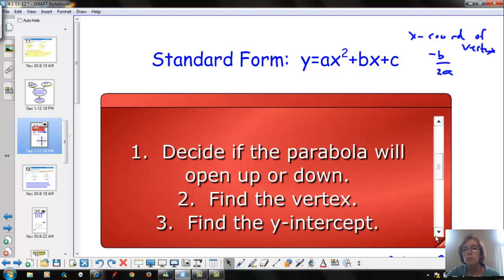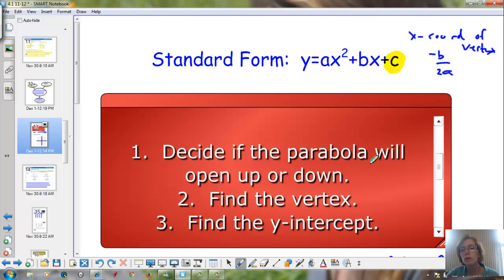And then you do want to find the y-intercept. Do you remember how to find the y-intercept? That is when you just look at this c value right there. That's going to be your y-intercept.